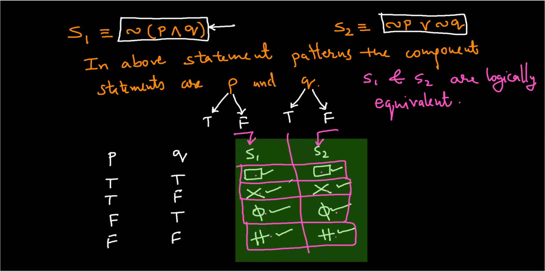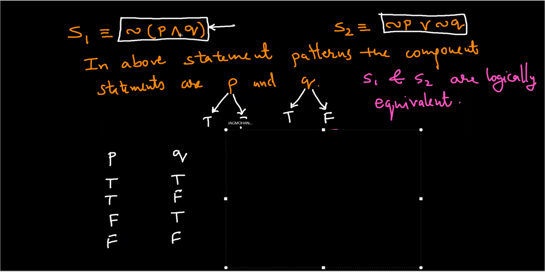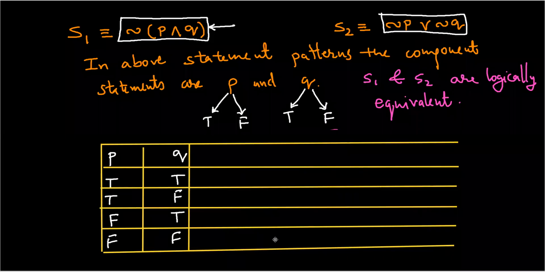Now I will find out the actual truth values for S1 and S2. I'm going to construct the truth table of these two statement patterns in order to make you understand properly what logical equivalence of two statement patterns is. Before, I had given you the rough idea of logical equivalence of two statement patterns. Now I'm going to construct the actual truth table.